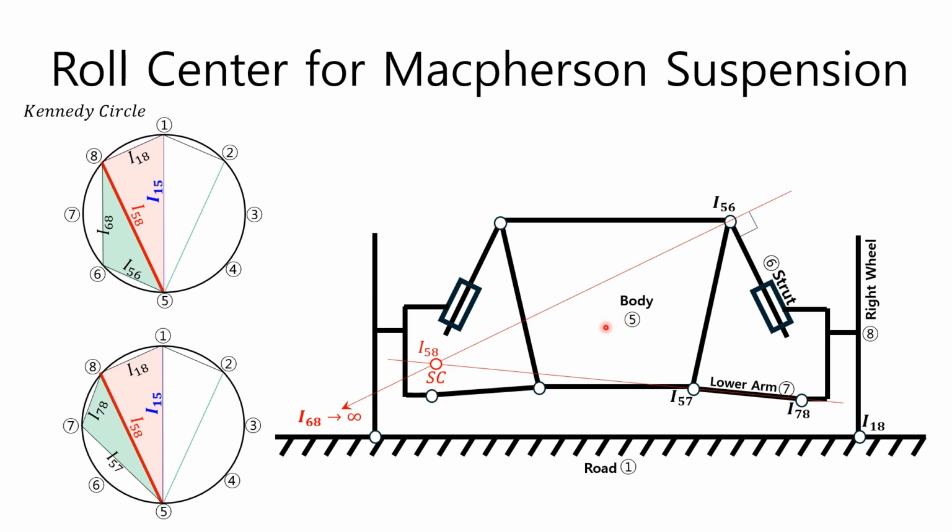As shown in the Kennedy circle and the left picture, the three instant centers I56, I58, and I68, corresponding to the green triangle of the upper left Kennedy circle, are all on a straight line, and the instant centers I78, I57, and I58, corresponding to the green triangle of the lower left Kennedy circle, are also all on a straight line.